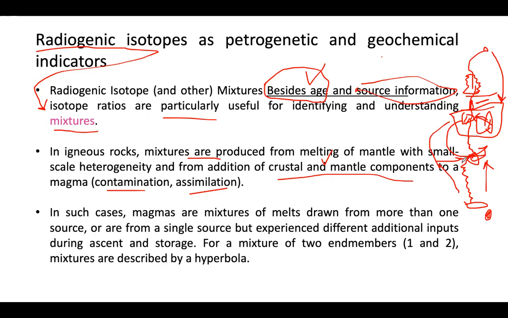So for that, you have to have a very careful petrologic investigation, and then you have to measure the isotopic compositions very precisely. Then you can find out multiple stages, multiple events, that particular rock has suffered. So this type of thing is what we call contamination or assimilation, or forming mixtures. So they represent melts drawn from more than one source.